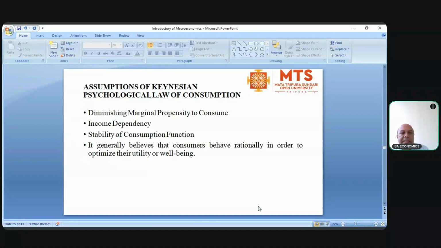Assumptions of the Keynesian psychological law of consumption. The Keynesian psychological law of consumption is also based on certain assumptions. Assumption means the base or criteria. Like diminishing marginal propensity to consume. It means if any person consumes any product continuously, then the marginal value of that product will also decline. Income dependency: it means consumption directly depends on income. Stability of consumption function: this theory says that the consumption function is stable, it basically applies in the short term period, and it is applicable for rational people.